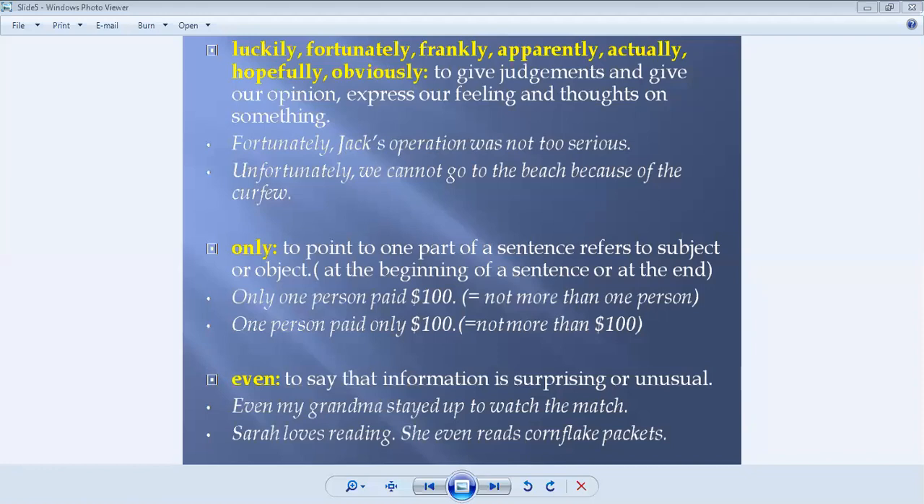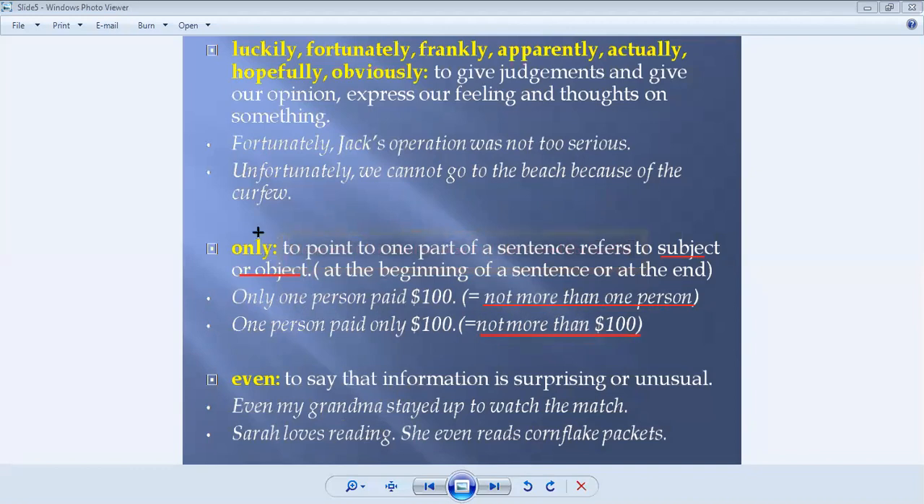The only, as we said, here one part of a thing, which is a subject or object. Why? For example, only one person paid $100. What does that mean? There's not more than one person. When you use it at the beginning of the sentence, it's like this. But if you say, one person paid only $100, which means not more than $100.